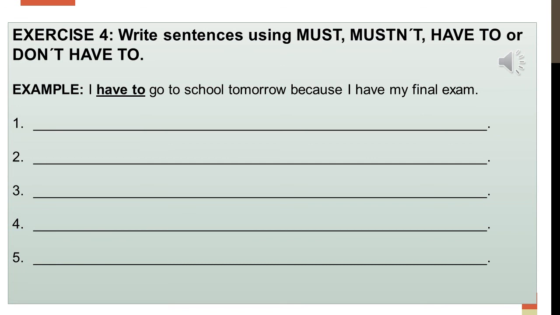So remember, you use must for an obligation, mustn't for a prohibition, have to for an obligation that comes from an external power, or don't have to when you don't have to do something. Okay, so please try to do it.